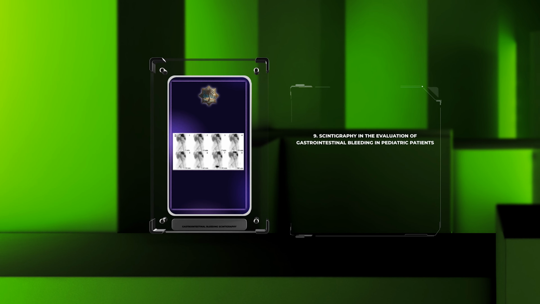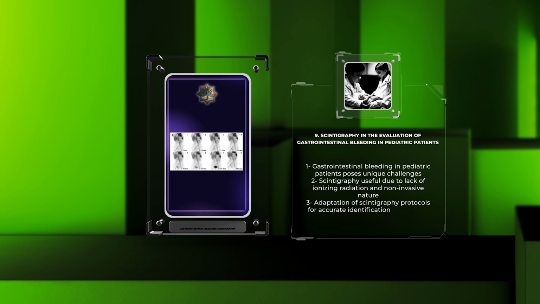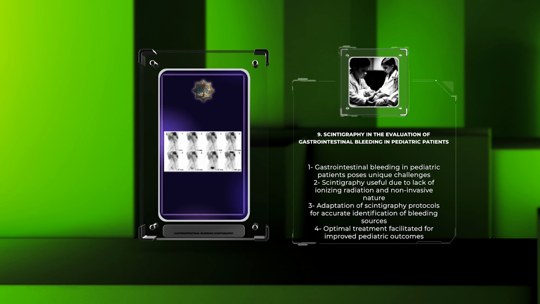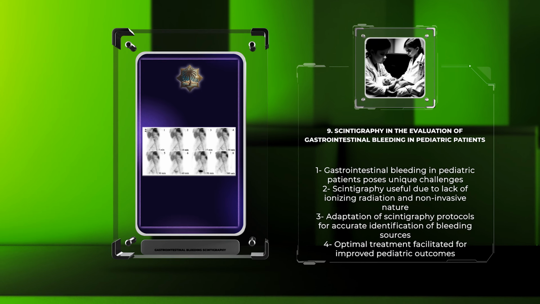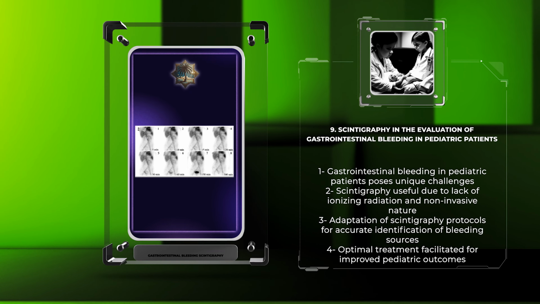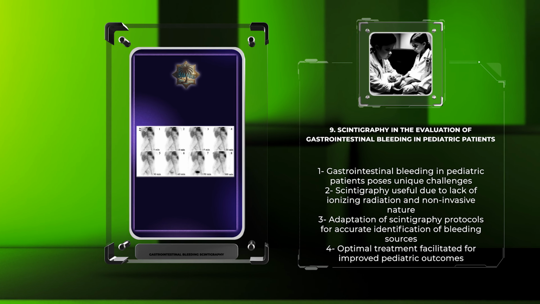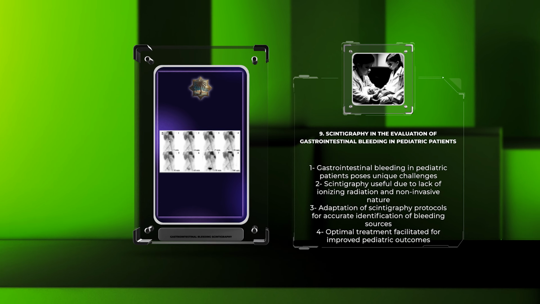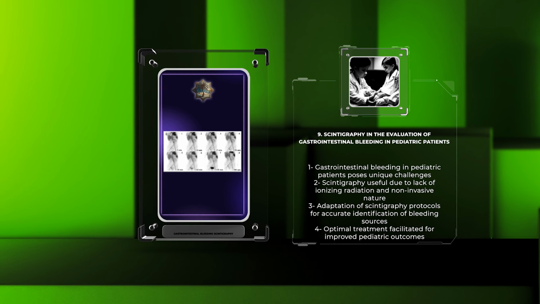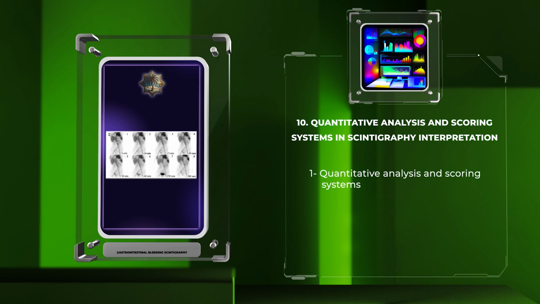Gastrointestinal bleeding can occur in pediatric patients, posing unique challenges for diagnosis and management. Scintigraphy, with its lack of ionizing radiation and non-invasive nature, is particularly useful in this population. By adapting scintigraphy protocols to suit pediatric patients, radiologists can accurately identify the bleeding sources and facilitate optimal treatment for improved pediatric outcomes. The interpretation of scintigraphy findings can benefit from quantitative analysis and scoring systems.